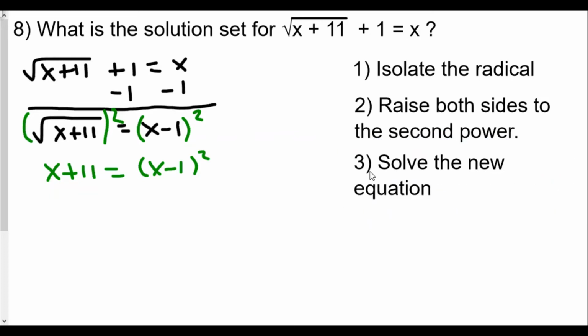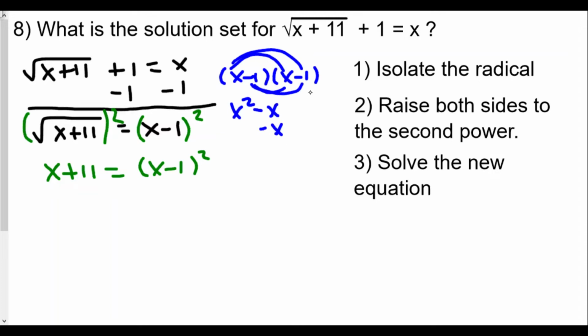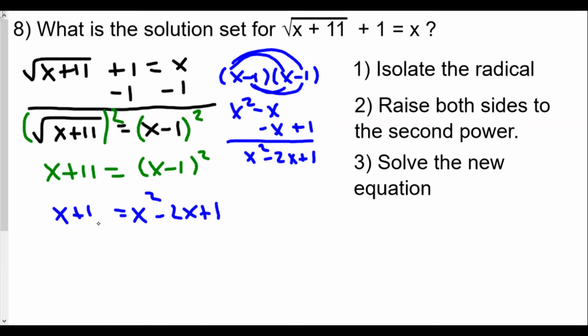All right, and so we're going to solve this here. Remember, x minus 1 times x minus 1. If we want to do a little work here: x times x is x squared. x times negative 1 is negative x. Negative 1 times x is another negative x. And negative 1 times negative 1 is plus 1. So we get x squared minus 2x plus 1. And that's what the right side would be, x squared minus 2x plus 1, while the left side is plain old x plus 11.